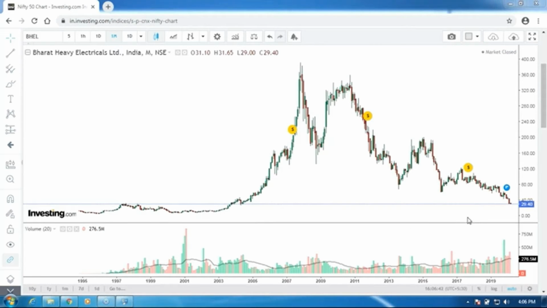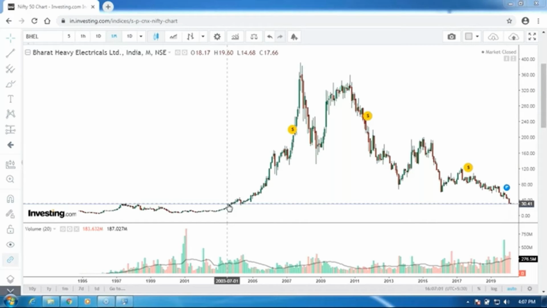Now, if you look at that huge consolidation, that is 2002 and 3, then it went into this glorious uptrend. It lasted for several years. In 2008 and 9, it made a top, and then it stalled for a bit and started coming down. Now it's back at 30 rupees, right where it started.